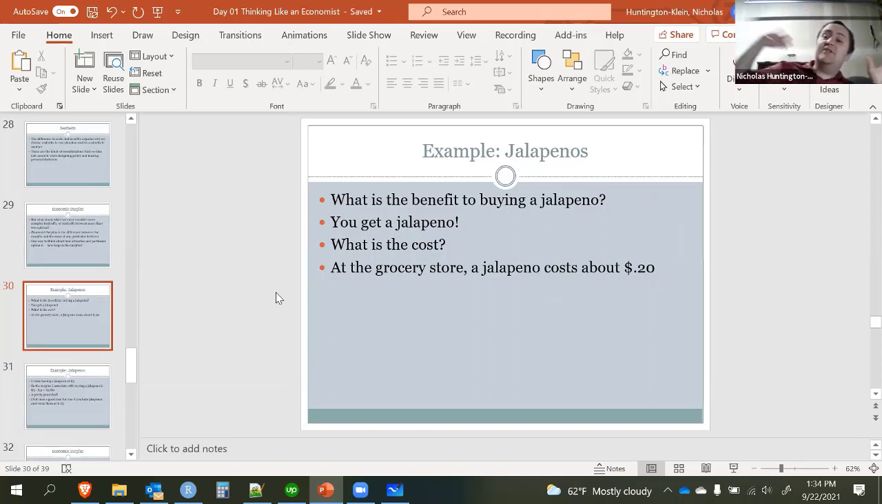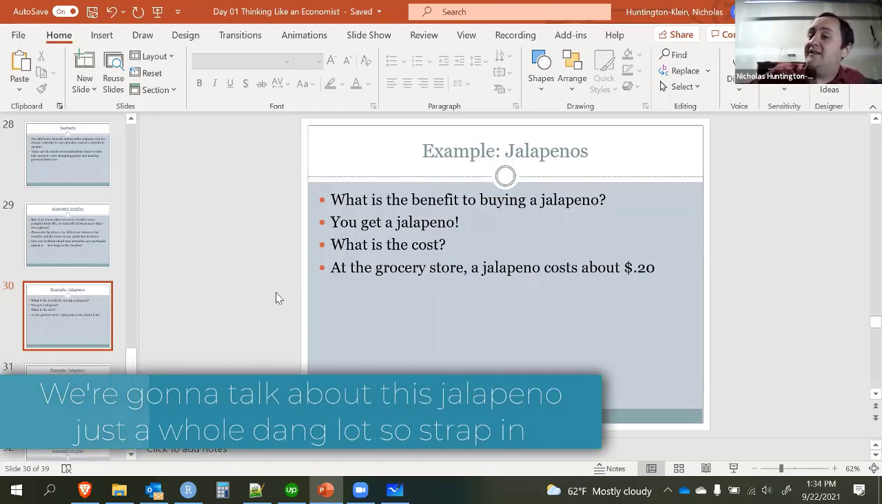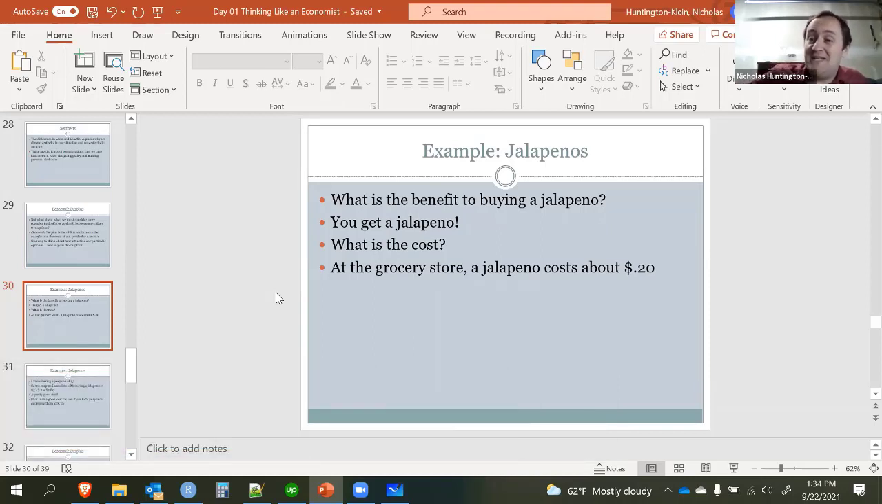So let's ask ourselves, what is the benefit to buying a jalapeno? Right, we go to the store, we're going to buy a jalapeno, maybe we're going to make some chili or something. And so what's the benefit to buying a jalapeno? Well, you get to have a jalapeno, you get to enjoy whatever it is that you're about to put that jalapeno in. What is the cost of a jalapeno? Well, at the grocery store, a jalapeno costs about 20 cents. They're surprisingly cheap. So whatever else you would have spent that 20 cents on, you don't get to have.